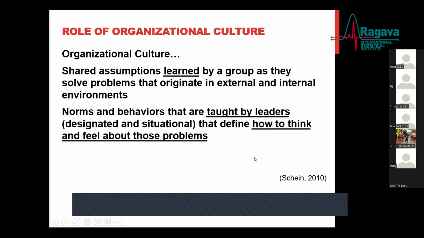Next, what is the role of organizational culture? First let us talk about organizational culture, then we will move on to incident reporting, barriers, and how we can overcome them. Organizational culture is shared assumptions learned by a group as they solve problems that originate in the internal and external environment. Norms and behaviors are taught by leaders, whether a designated leader or a situational leader, that define how to think and feel about the problem.